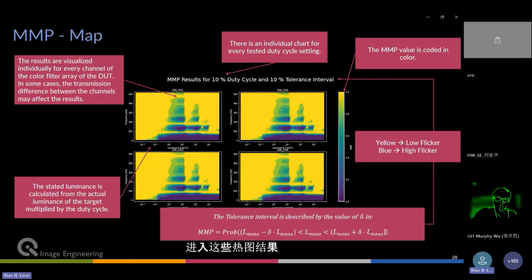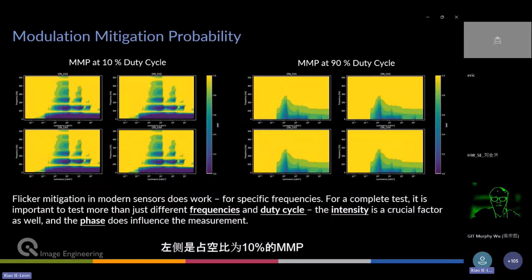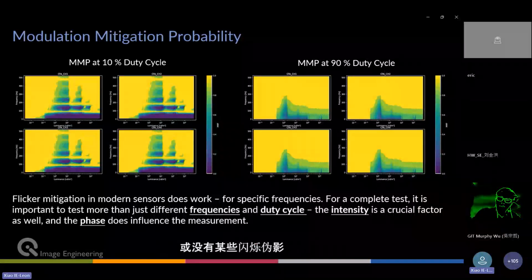To get into these maps, here is an example. On the left is the MMP for 10% duty cycle, on the right for 90% duty cycle. What is interesting to see on the left, for the different color channels of the sensor, is that the flicker depends on the intensity. Depending on the intensity, you have flicker or you do not have certain flicker artifacts.